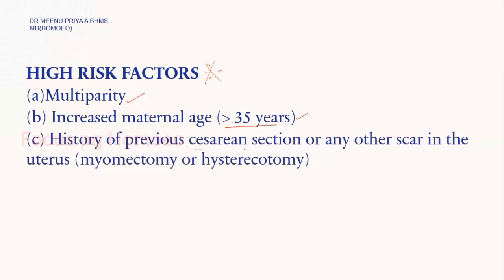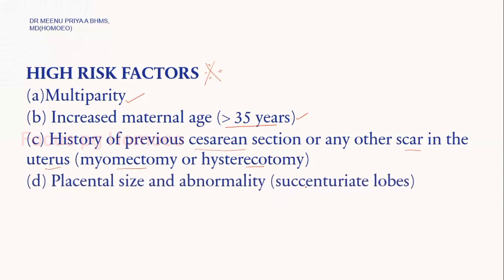Next, history of previous cesarean section or any other scar in the uterus because of myomectomy or hysterectomy, where part of the uterus is removed for whatever gynecological condition, or previous C-section. So there is scarring, and that becomes a high risk factor for placenta previa. Now, placental size and abnormality. When etiology was discussed, a big surface area was mentioned. So placental size means increased surface area.